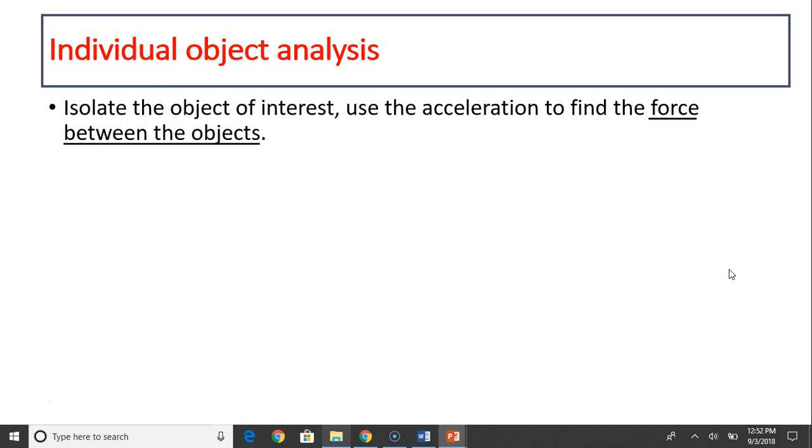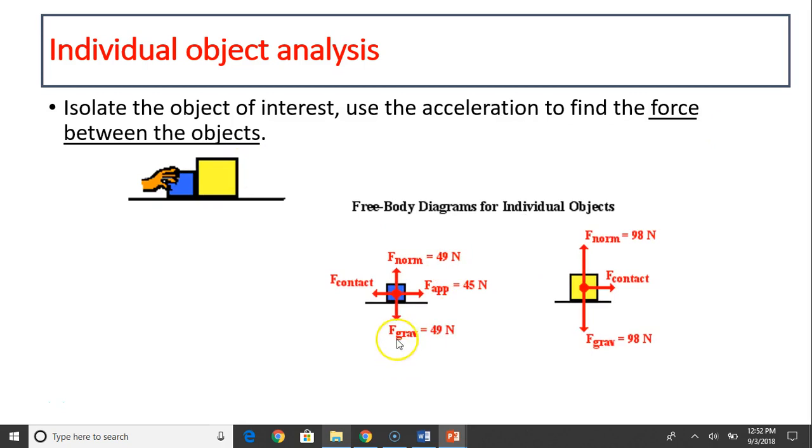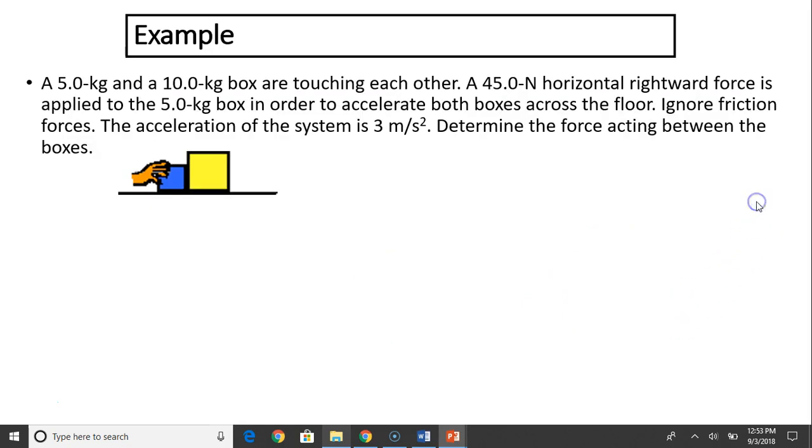Sometimes we have to do individual object analysis. When do we do that? When you have to find the force between the objects. So here's a blue box and a yellow box. You need to ask what are the forces acting on the blue box and what are the forces acting on the yellow box. You see the yellow box has one advantage over the blue box: the yellow box has one less force. So it's a little bit easier to look at the yellow box.